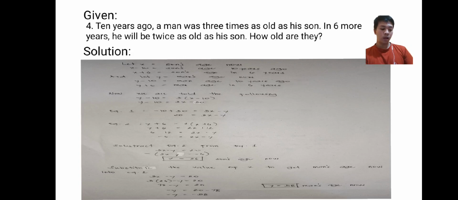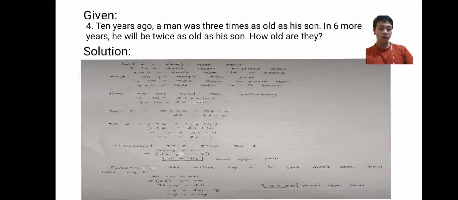It is the son's age now. So to get the man's age now, we need to substitute the value of x into equation number 1. So 3x minus y is equal to 20. Therefore, 3 times 26, the son's age now, minus y is equal to 20.